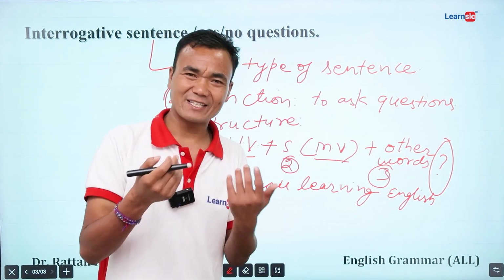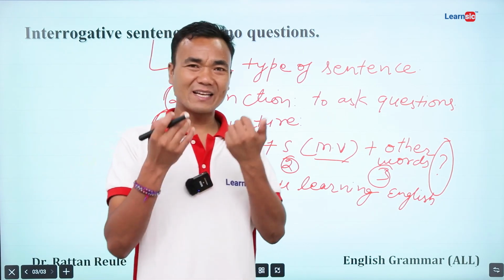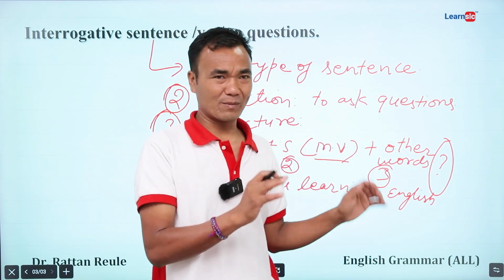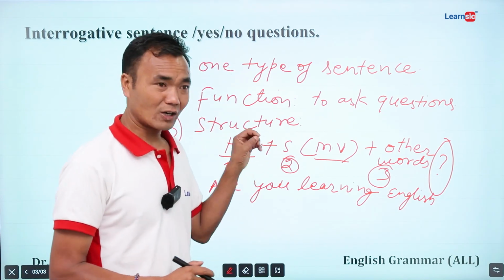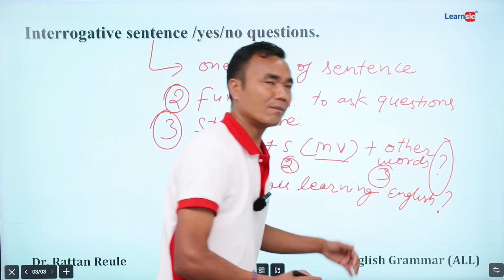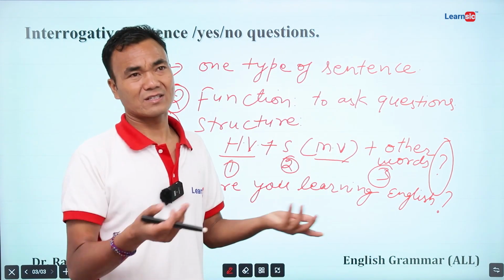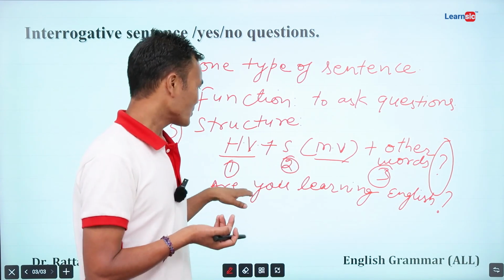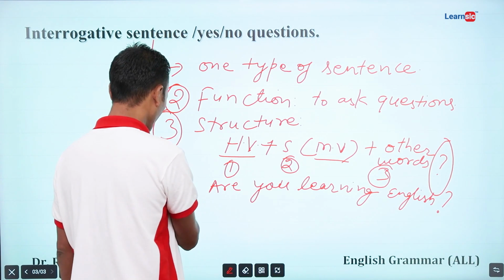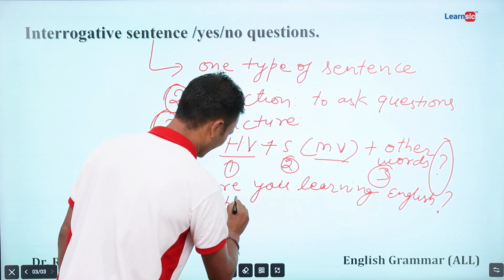For speaking it is okay. Are you learning English? For speaking it is okay. It does not have any problems. But you should not forget to put a question mark at the end of the sentence, which is the sign of a question. So, are you learning English is an example. So number four, I have given you examples, right? I have given you this example.